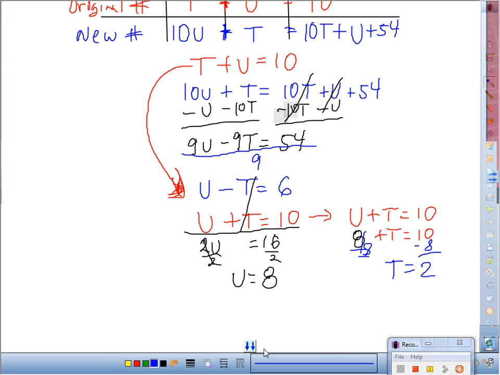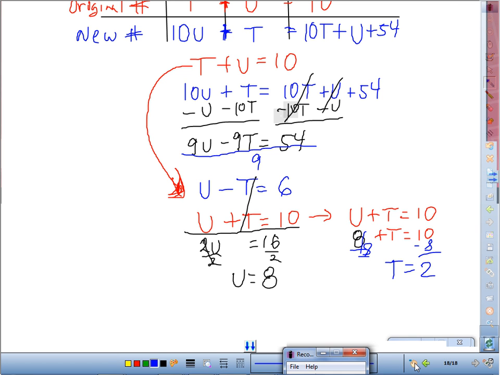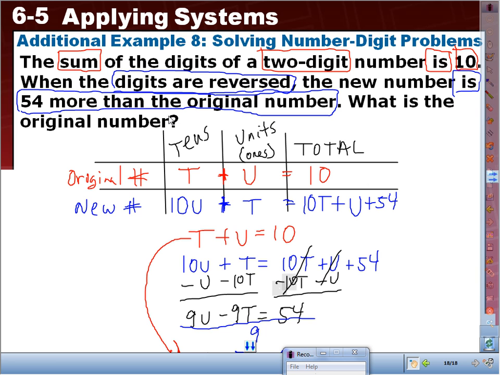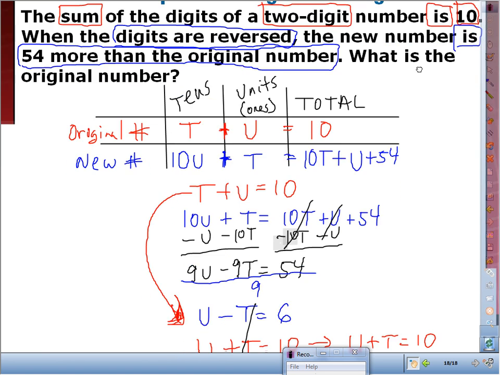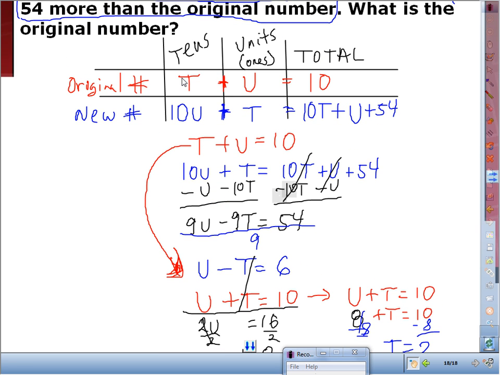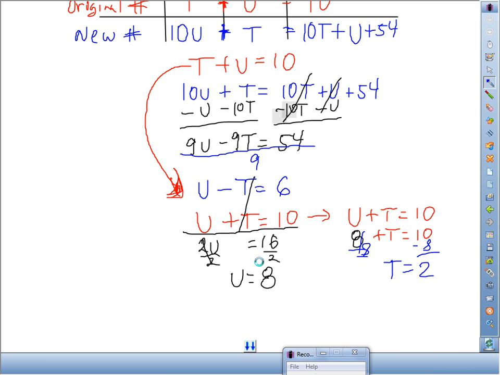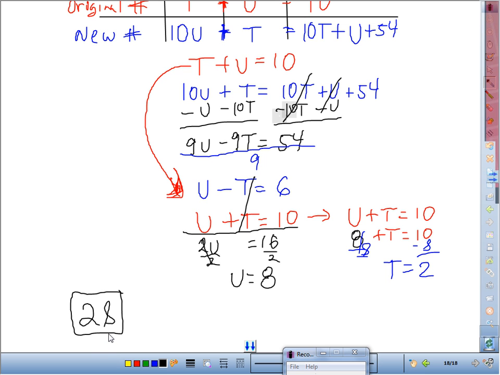So let's see what this says. Let's read the problem again. Here it goes. Everybody look up, please. The problem says, the sum of the digits of a two-digit number is 10. And we said that the original has a tens and it has a unit. So let's see. What's my tens digit? 2. And what is my ones digit? So my original number is what? 28. Everybody see that?